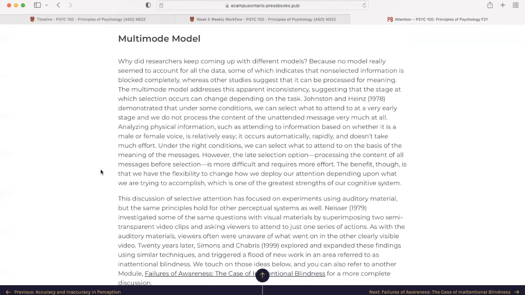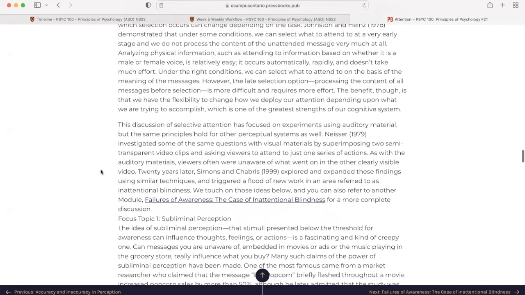Under the right conditions, we can select what to attend to on the basis of the meaning of the messages. However, the late selection option, processing the content of all messages before selection, is more difficult and requires more effort. The benefit, though, is that we have the flexibility to change how we deploy our attention depending upon what we are trying to accomplish, which is one of the greatest strengths of our cognitive system.